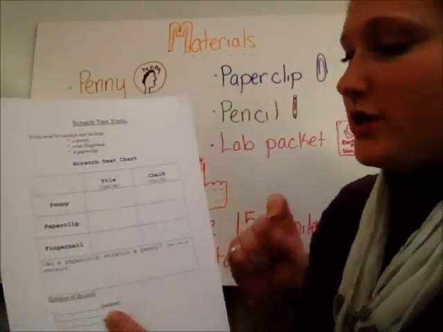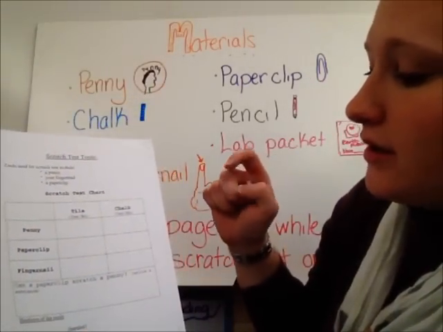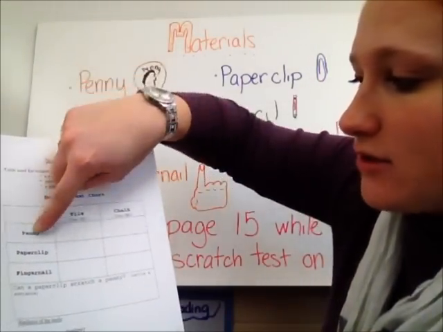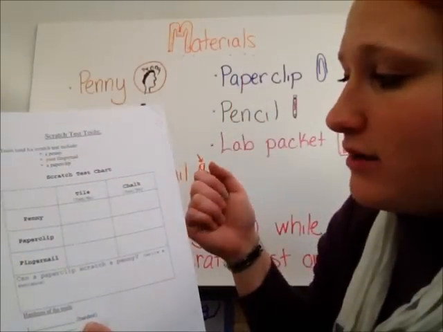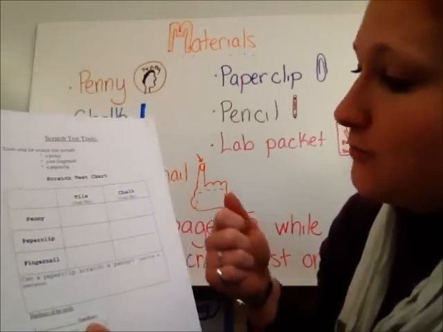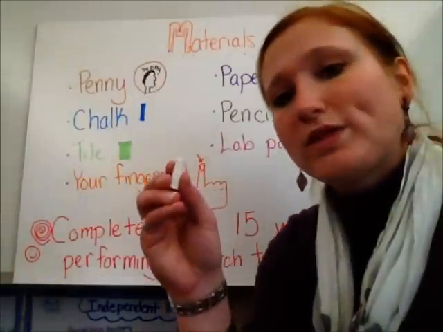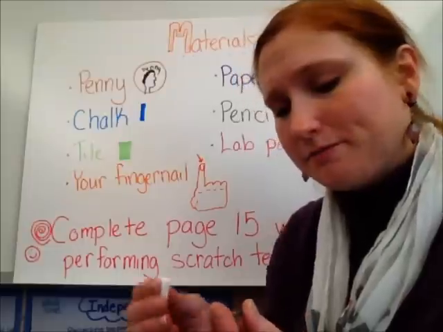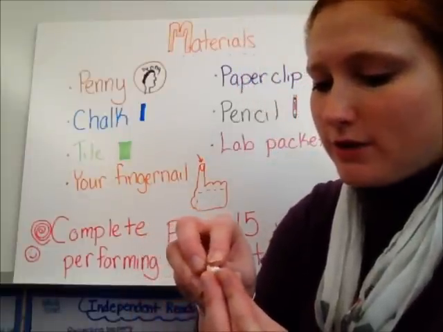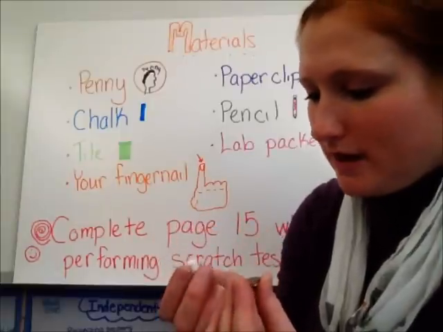In your chart, you're going to go through, and for the penny, where it says tile, because that's what we used, you are going to write, can the tile scratch the penny? Yes or no. You can either put a Y or an N, doesn't matter to me, or you can write out the whole word yes or no. You're going to do the same with the chalk and the penny. So it might help if you turn your penny over, and you're going to try to scratch it and see if it comes off.